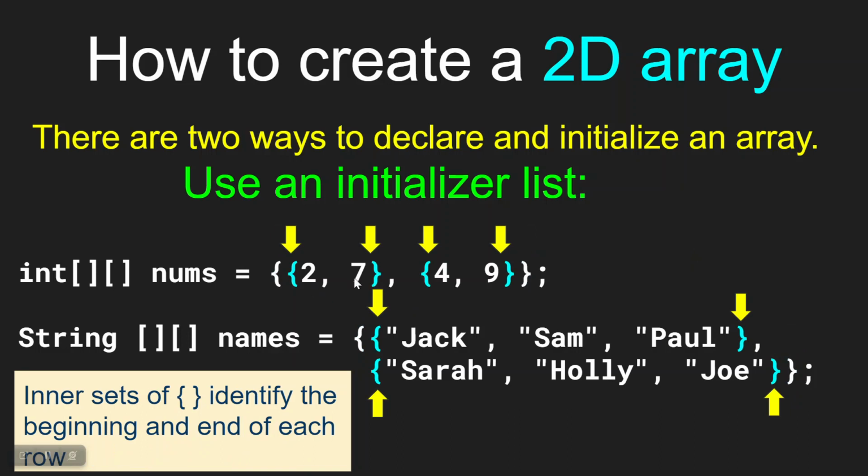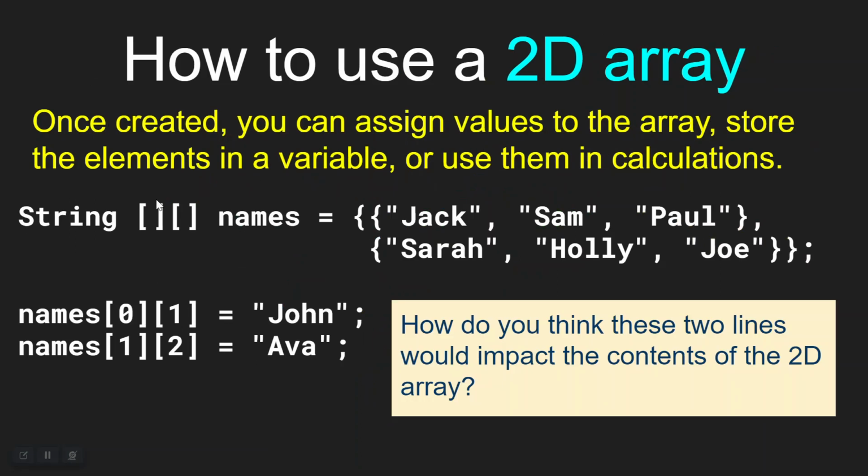But each individual row of your two-dimensional array also gets its own set of curly braces, and this identifies the beginning and the end of your columns. So the inner sets of curly braces say, all right, this is the beginning and the end of each row. So this is column 0 and column 1, and then this again would be column 0 and column 1. Those inner curly braces show you where your individual rows begin and end. Once created, you can assign values to the two-dimensional array. You can store the elements in a variable if you want to, or you can use them in calculations.